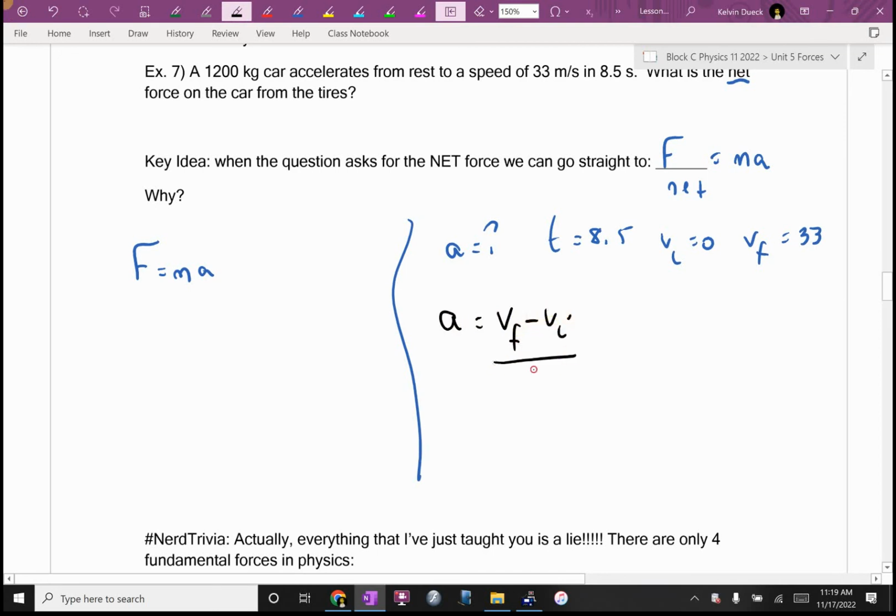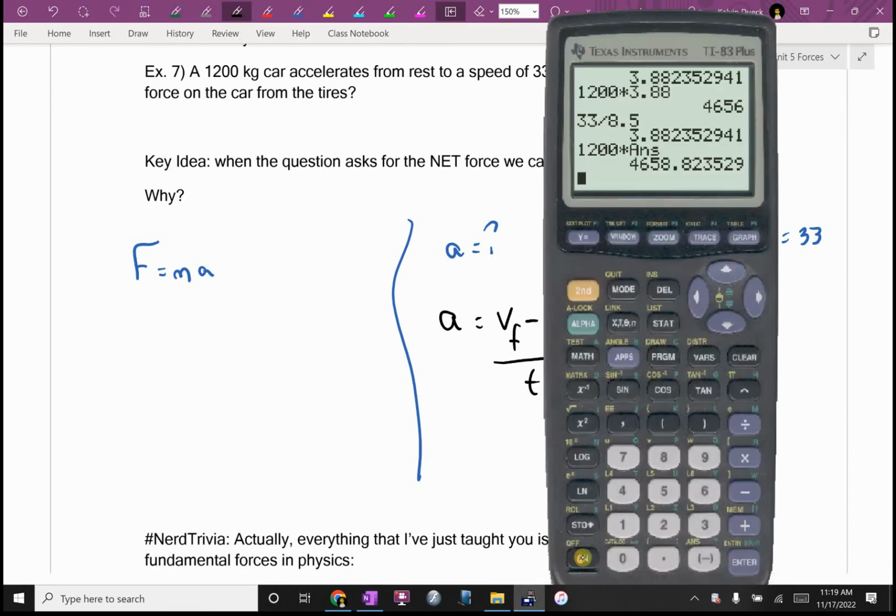Yep. Since VI is 0, I'll probably skip writing that from now on, but I usually leave it in there the first time when I'm rearranging stuff. So it's going to be 33 minus 0, I'm not going to bother writing that, divided by 8.5. What's the acceleration?